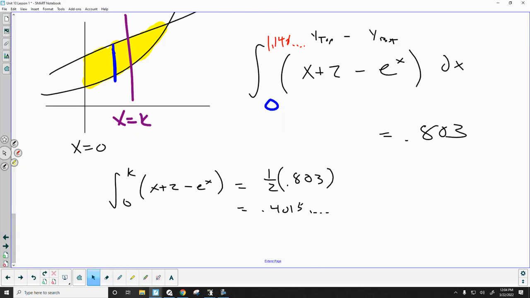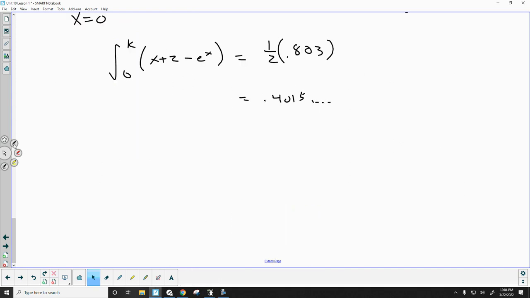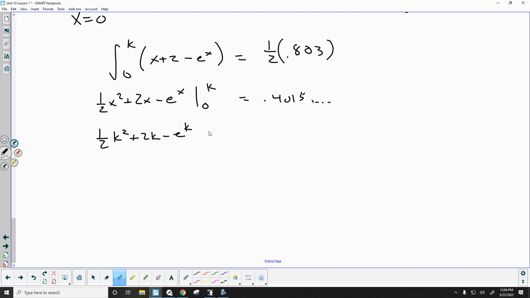Here's the ticket, guys. This is what everybody messes up on. And you will have to do this, or you will not do well on your quiz, because we'll have multiple of these questions. You have to get rid of the integral by taking the antiderivative. You have to plug in K. And you have to plug in 0. And when I plug in 0, I don't always get 0. I get 0 plus 0 minus e to the 0. E to the 0 is 1.